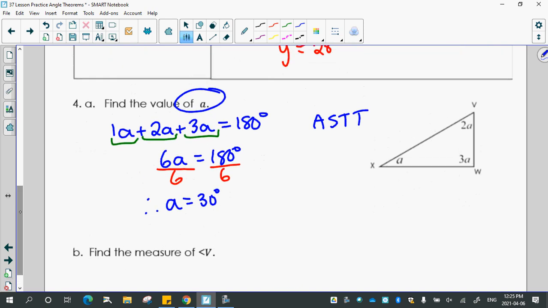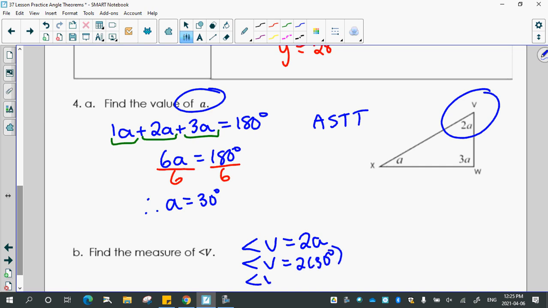Okay, it wants the measure of angle B. So angle B is up here. Angle B says it's 2 times A, which is 2 times 30 degrees, which is 60 degrees.